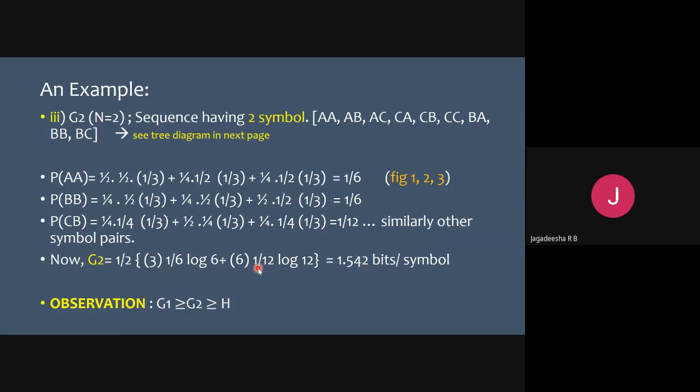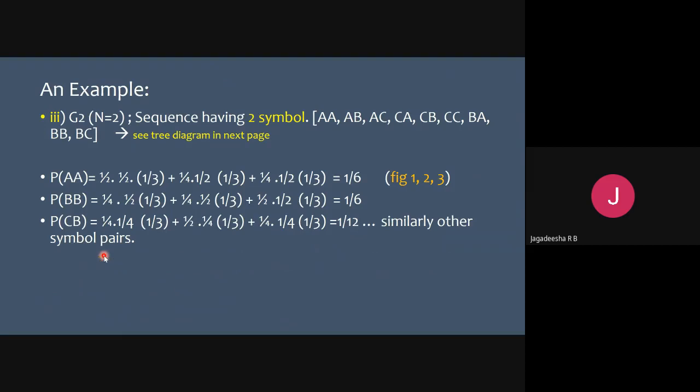So I have written 1 by 12 log 1 by 1 by 12. That appears 6 times. Most of them here will have 1 by 12. That's why this is the value. So altogether the value is this much. So that is G2. This says what is the average information in bits required to represent a symbol if the source emits two symbols.